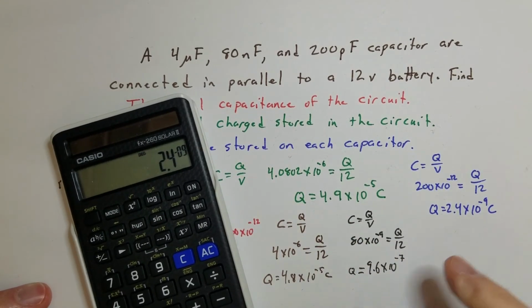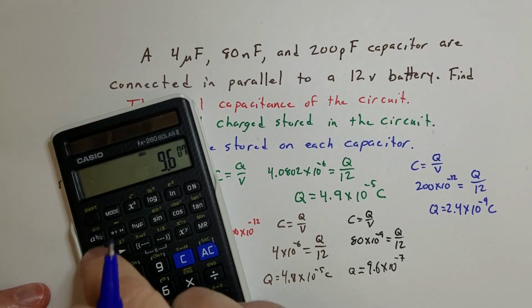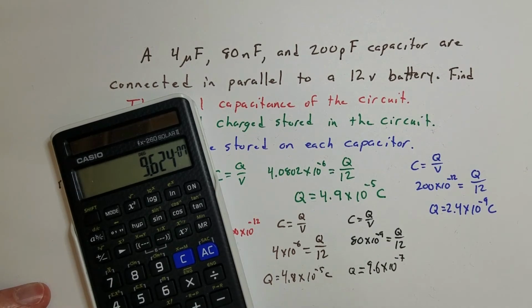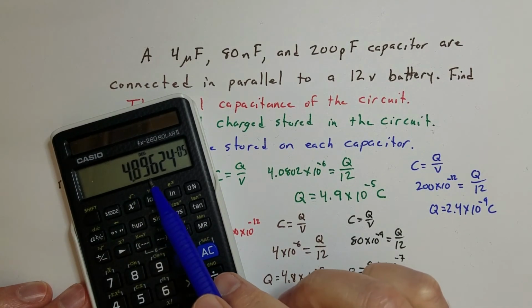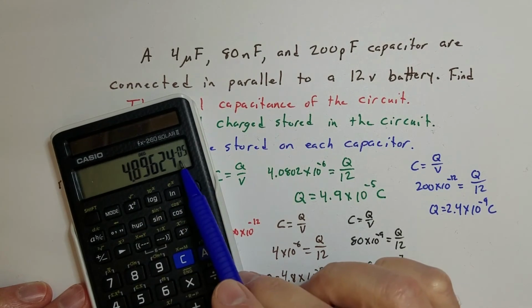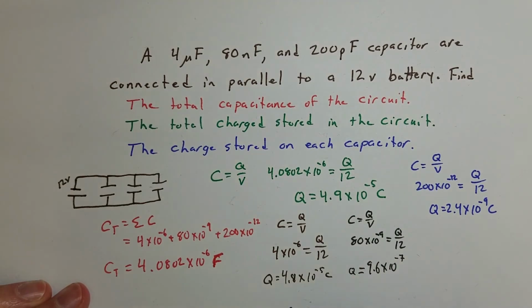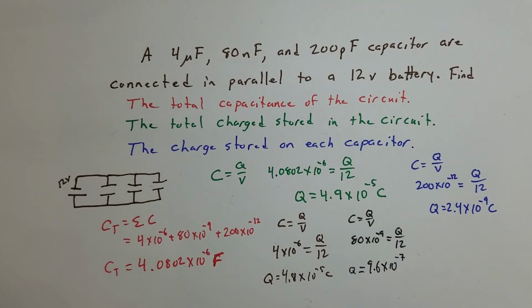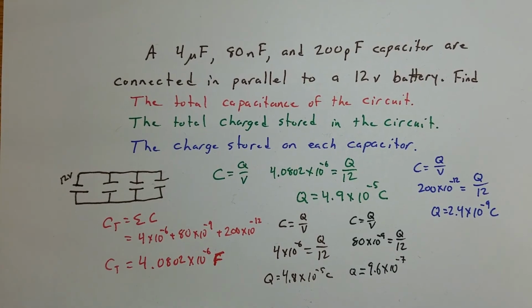And let's add those up. So add 9.6 times 10 to the negative 7 plus 4.8 times 10 to the negative 5 gives me a total charge of 4.89, which we can round up to 4.9 times 10 to the negative 5, which is the same thing as that. So we still did everything correctly. Let's try one more that's a little more unusual.